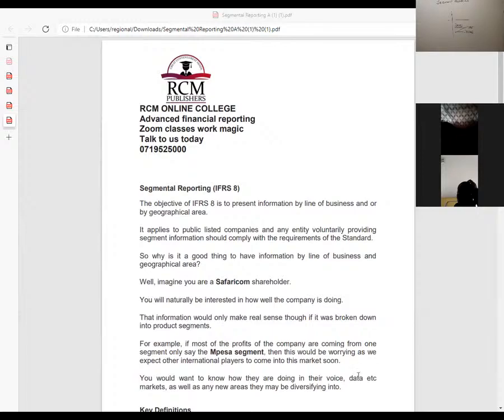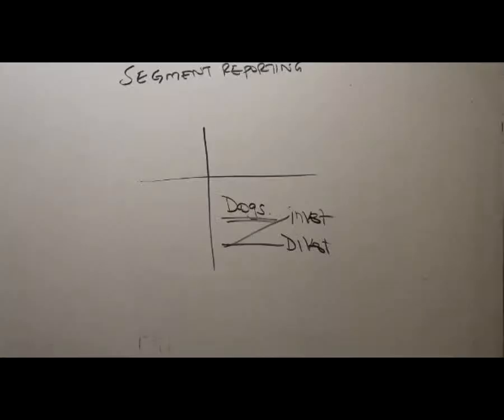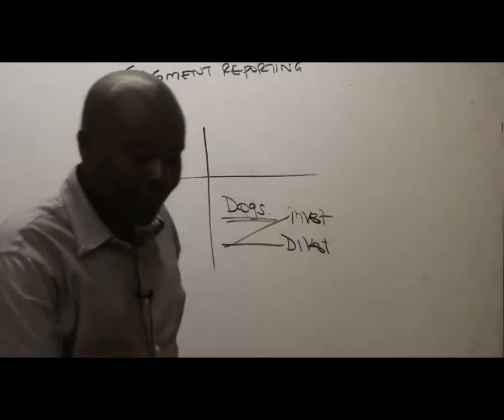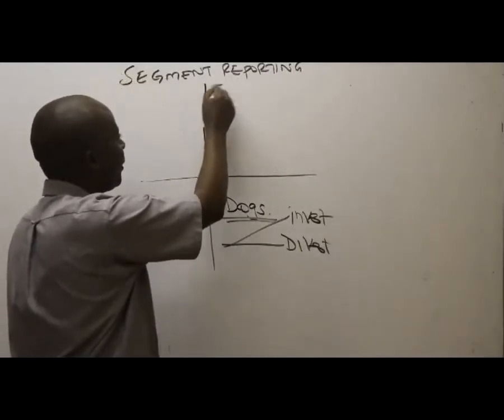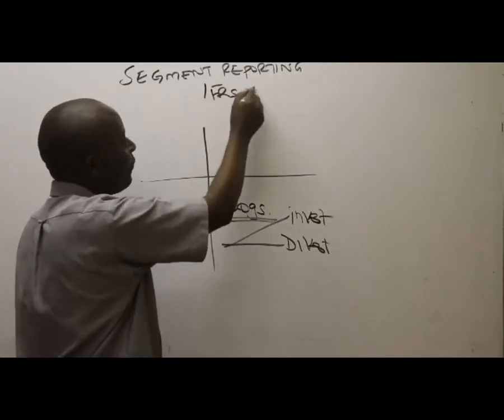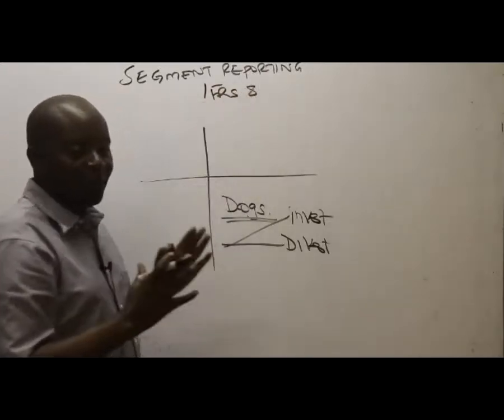So we have here segmental reporting. Segmental reporting is basically IFRS 8. So when you talk of segmental reporting, it is what IFRS 8 wants us to be presenting.